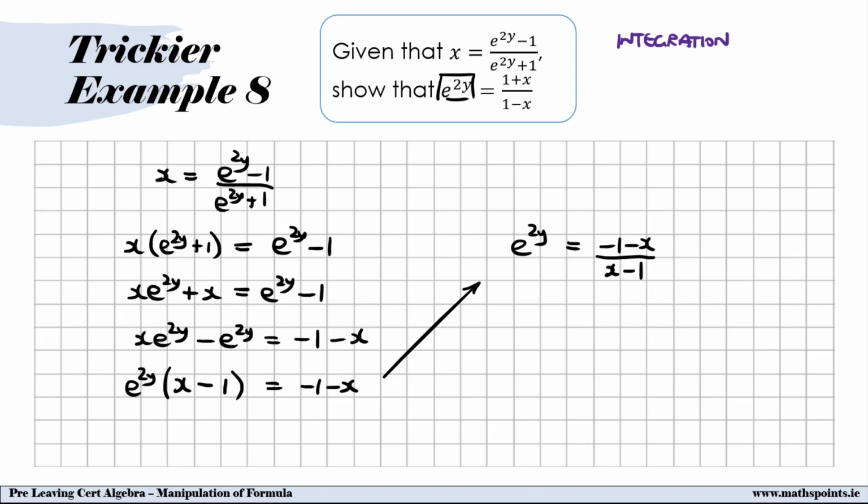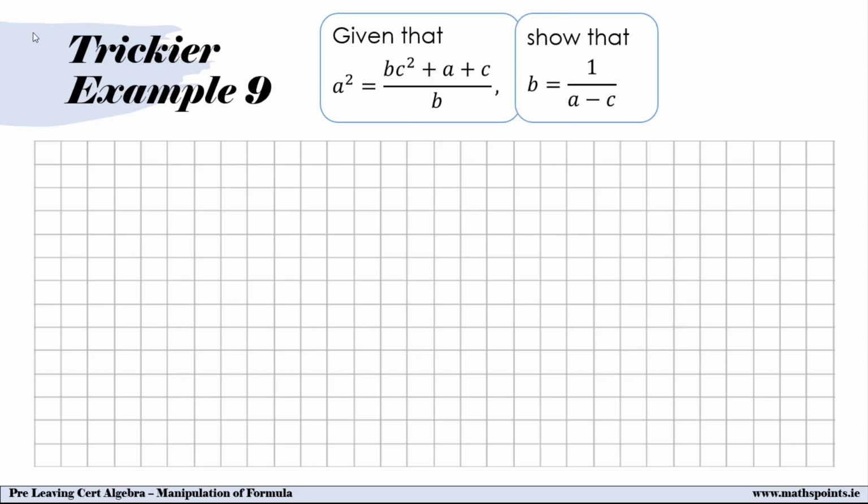Now that's not quite in the format that they ask us for, so I'm going to factor a minus 1 from the top and the bottom. So on the top, I have minus 1 times (1 plus x), and on the bottom, if I take out a minus 1, I have minus 1 times (minus x plus 1). So then I have e to the 2y equals, a minus over a minus is a plus, and so I have 1 plus x on the top, and minus x plus 1 on the bottom, or in other words, 1 minus x. And so now we've shown that e to the 2y is equal to 1 plus x over 1 minus x.